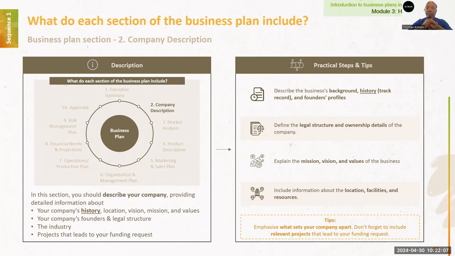The legal structure, right? What is your legal structure? Some of your businesses are sole proprietorships, some are partnerships, some are company limited by liability, all those different structures out there. So in here, you also show the ownership details, because sometimes if you have somebody with a positive track record, it gives a positive outcome to whatever decision the target audience will be making. So be very clear on this in defining the legal structure and understanding what you're looking for.